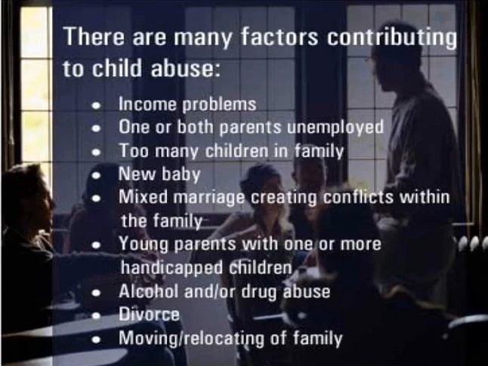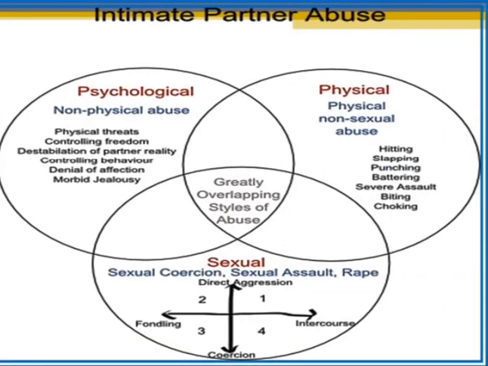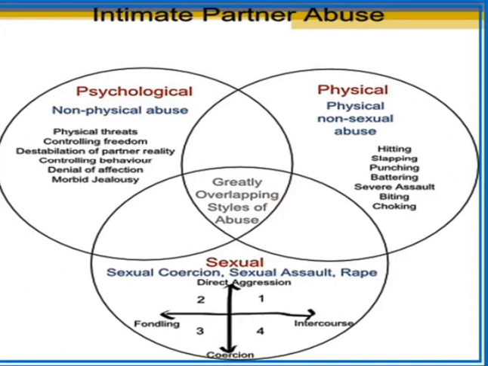Married or mixed marriage creating conflicts within the family. Young parents with one or more handicapped children. Alcohol and or drug abuse. Divorce. Moving or relocating of a family. Intimate partner abuse, like psychological abuse, greatly overlaps the styles of abuse.